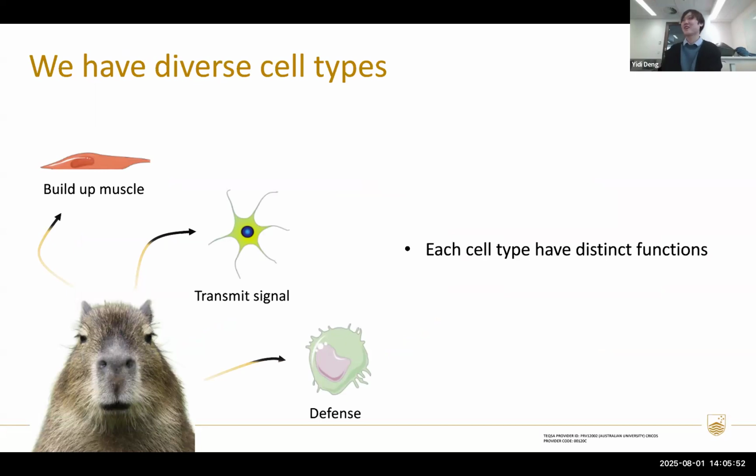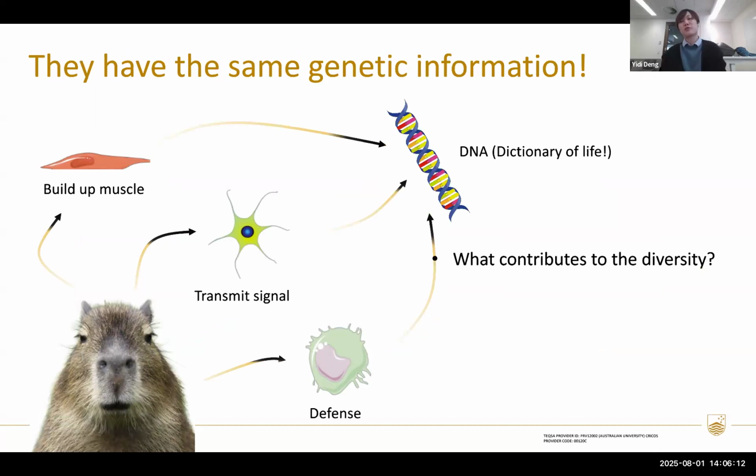So let's first go through some of the biological background. Of course, our body has diverse cell types. We have muscles that power movement, we have neurons that transmit signals, and we have immune cells that defend our body. Each cell type, or even different cells, have very distinct functions. But despite their functional diversity, almost all the cells contain similar or even the same genetic information that is encoded by DNA, which is known as the dictionary of life.